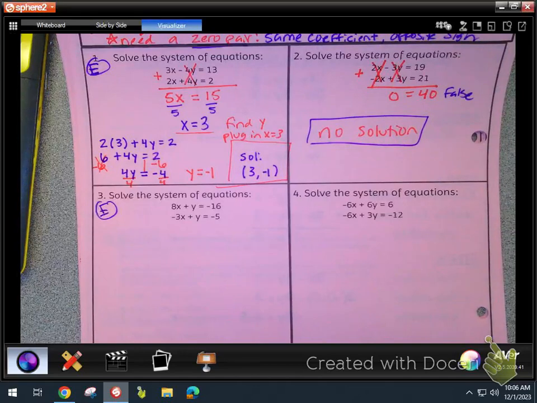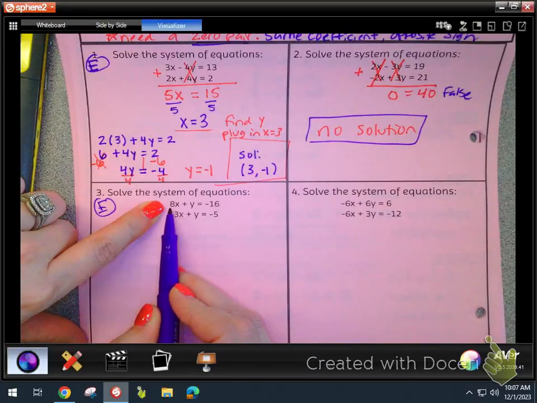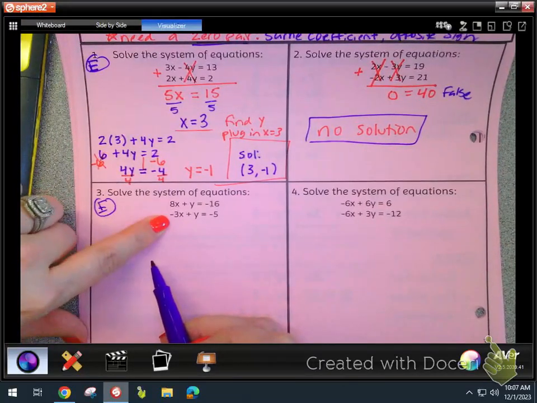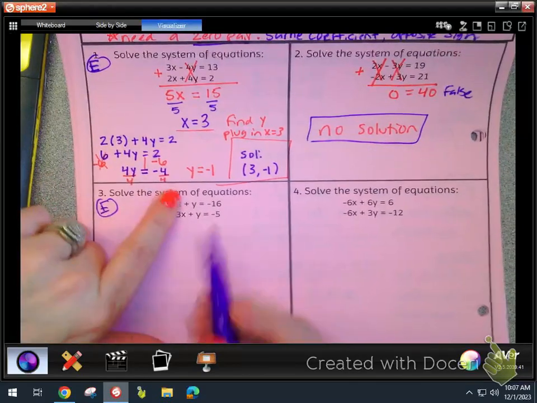But I'm not ready to do my plus sign yet. I have to analyze my variables. I'm looking for that zero pair. So what are my coefficients on X? 8 and negative 3. Is that a zero pair? No. All right, so let's look at Y.